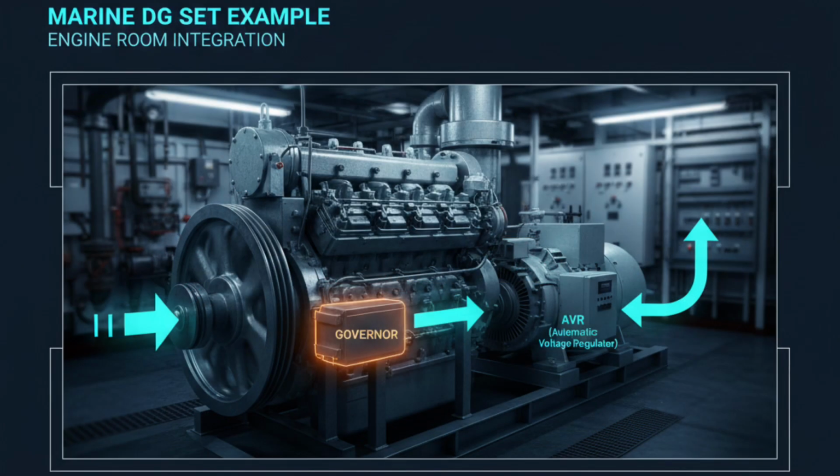Marine DG set example. In a typical marine diesel generator set, the diesel engine provides mechanical input to the alternator, and its speed is regulated by an electronic governor to maintain constant frequency. At the same time, the AVR regulates excitation to keep voltage constant. The electrical output flows to the main switchboard, from where power is distributed to pumps, compressors, cargo gear, and hotel services. When a large motor starts, the load suddenly increases, causing momentary speed and voltage dips, but the governor and AVR respond quickly to restore normal operating conditions. This coordinated action ensures stable shipboard electrical systems.